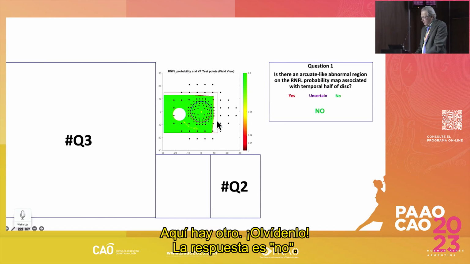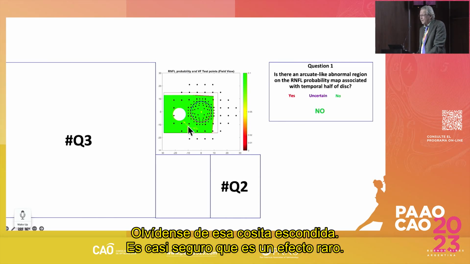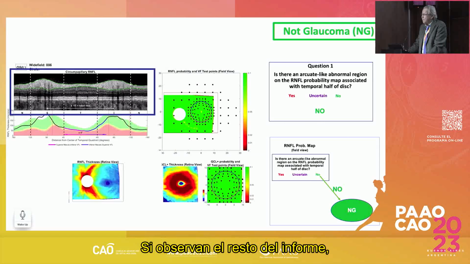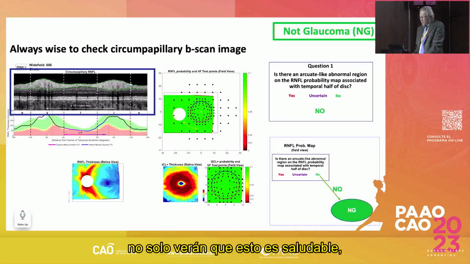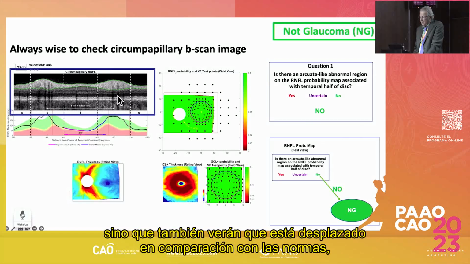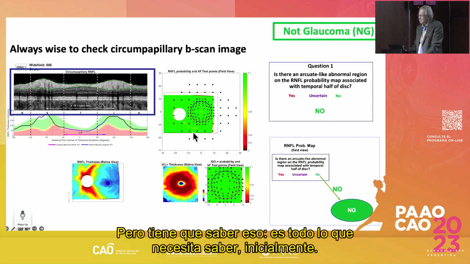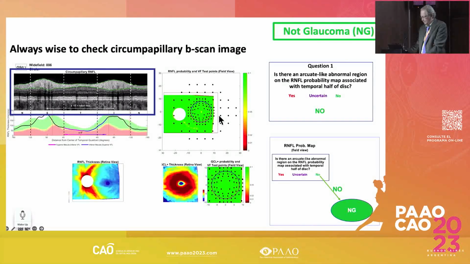Okay, here's another one. Forget this. The answer is no. Forget that little hint thing. That's almost guaranteed to be an artifact. You're done. It's not glaucoma. Now, if you look at the rest of the report, not only will you see this is healthy, but you'll see that this is shifted over compared to the norms, which is what's giving you this artifact. But you don't have to know that. This is all you need to know initially.